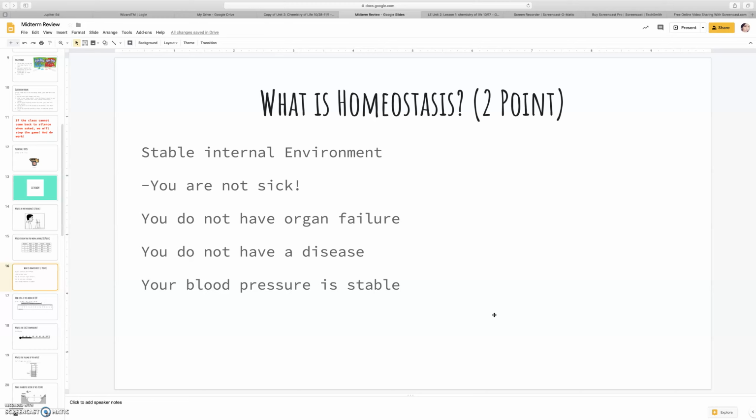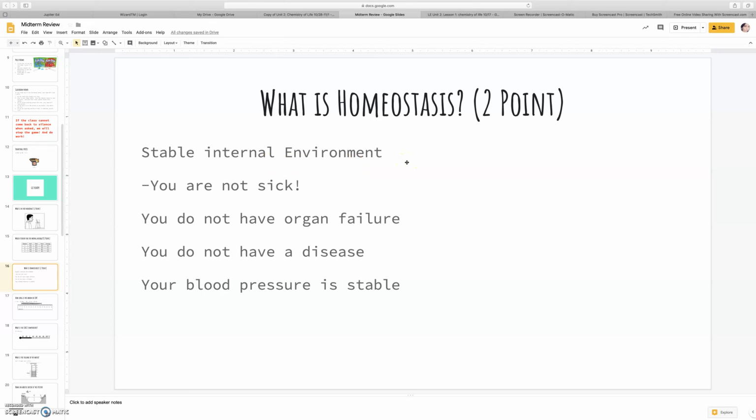They're not sick. They do not have a fever. There's no pathogen. The blood pressure is stable. Plants are doing fine. They don't have bacterial or fungal infections. So homeostasis is a stable internal environment. No one's sick. So that's something that you have to remember.